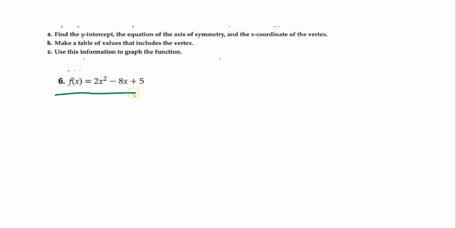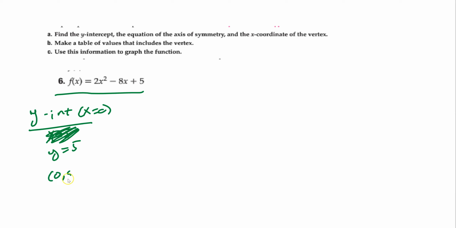So here's our equation. They want to find the y-intercept, the equation of the axis of symmetry, and the x-coordinate of the vertex. Well, these are the same thing. So we're going to do that. Let's do the y-intercept first, because that's what they asked for. We set x equal to 0. Plug in 0, that goes away, you just get 5. Sorry, you plug in 0, and so you get y equals 5, also known as the point (0, 5). So that's my y-intercept.